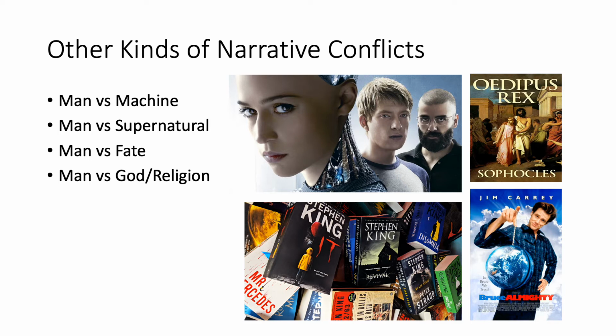Oedipus Rex, the Greek classic, is a great example of man versus fate, where Oedipus is desperately attempting to avoid killing his father and ending up with his mother, but he falls into his inevitable fate anyway. All of Stephen King's novels are great examples of man versus the supernatural, and Bruce Almighty is a fun example of man versus God.